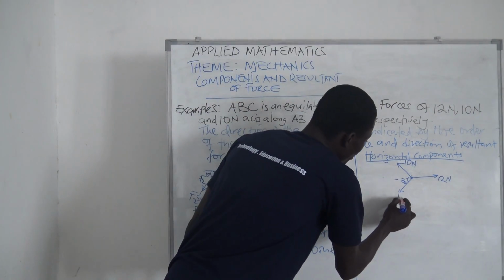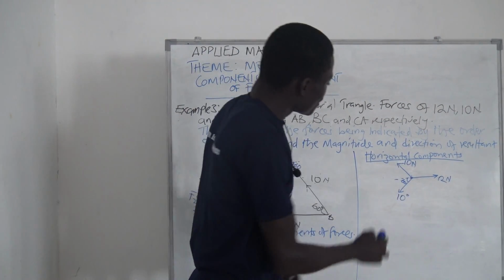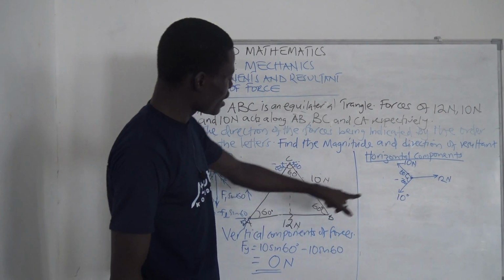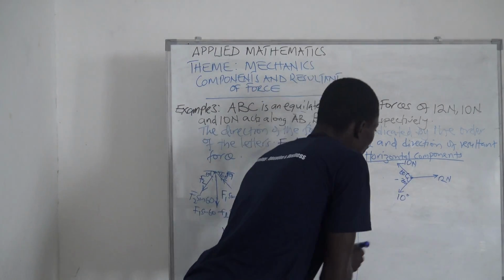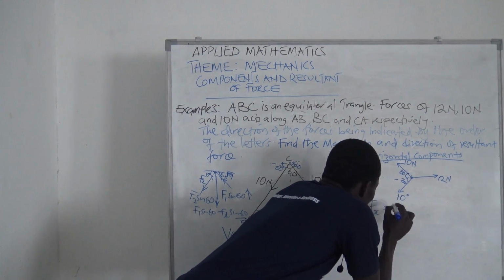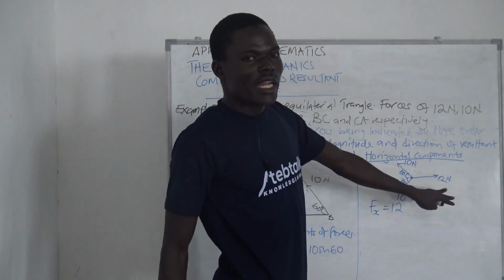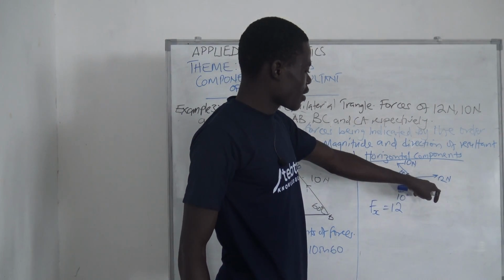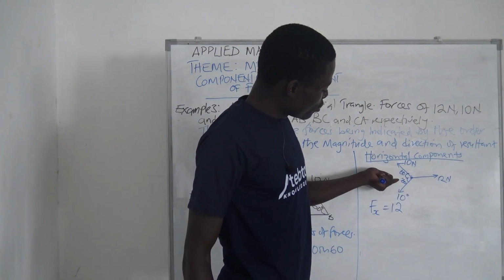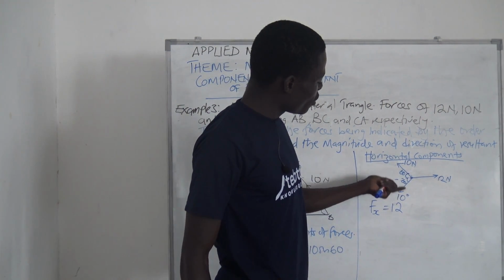Now horizontal component, we shall get this 10 cos, since this one also is 60. From here, even this one is 60, even this one is 60. So we shall have 12. Our horizontal component, which is f of x, equals 12. 12 is not having any angle because it's on horizontal. Why do we put angles? Because we are trying to bring this one to the horizontal. And we said when we are bringing it to the horizontal or to x-axis, we use cos.